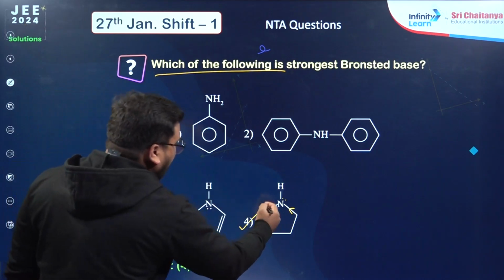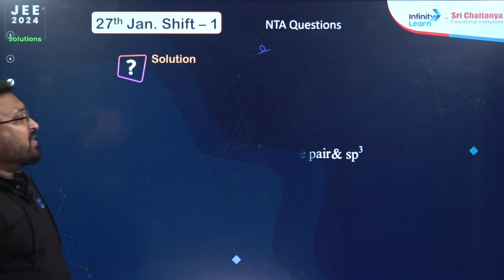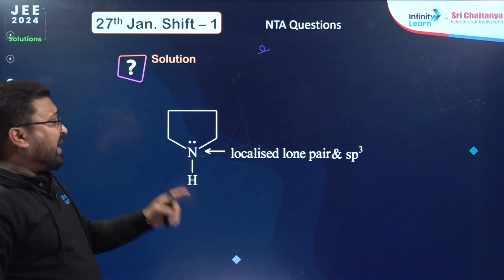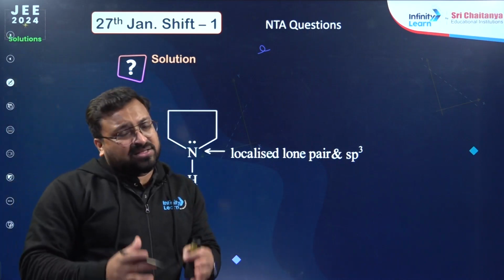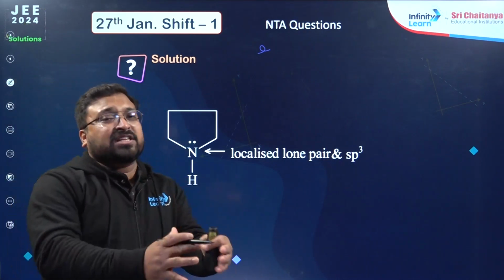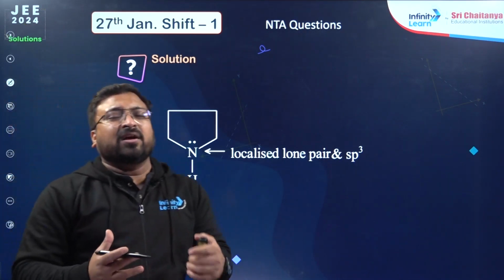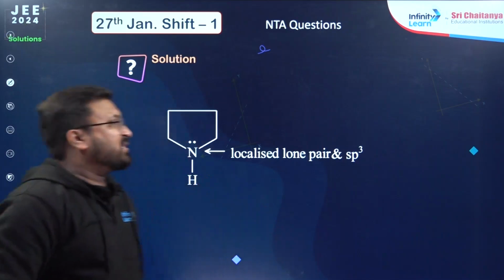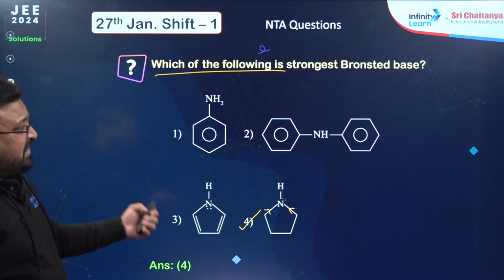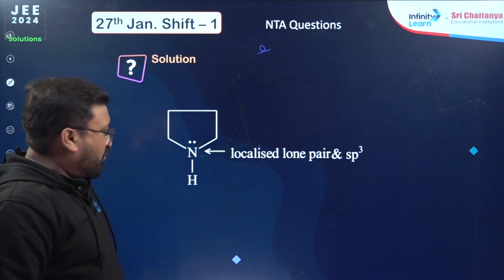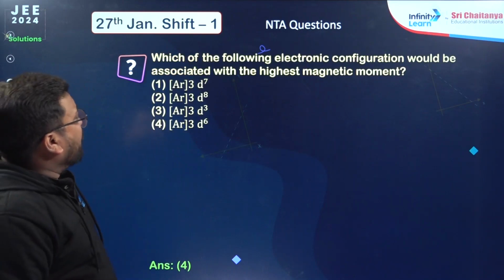So it is very clear from the options, and it will save your time. So in this case, the lone pair is totally localized in just one place, so it is very easy to act as a Bronsted base. So it's a very easy option. Let's come to the next question.